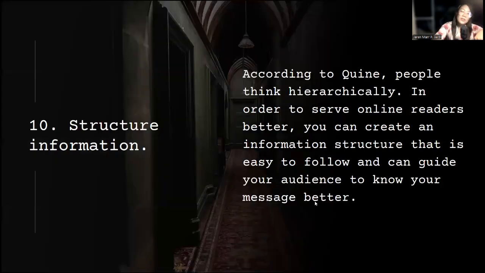And then number 10, according to Quinn, people think hierarchically, whether we like it or not, even though we don't want them to. So, in order to serve online readers better, you can create an information structure that is easy to follow and can guide your audience to know your message better. So, yes.